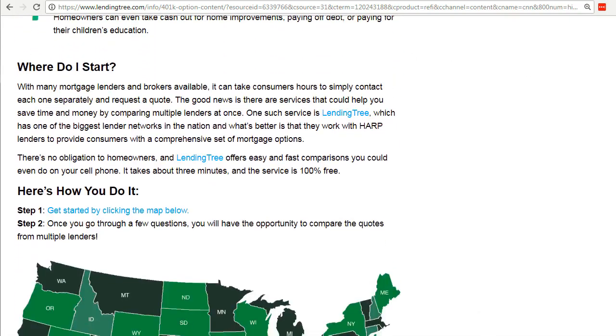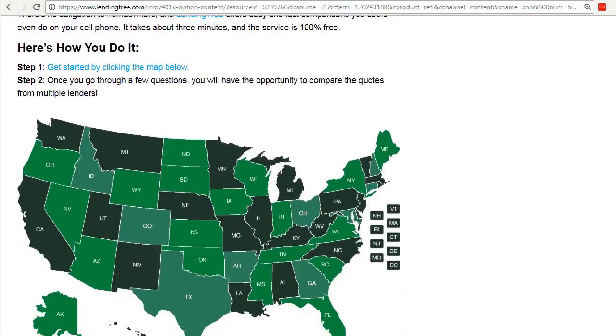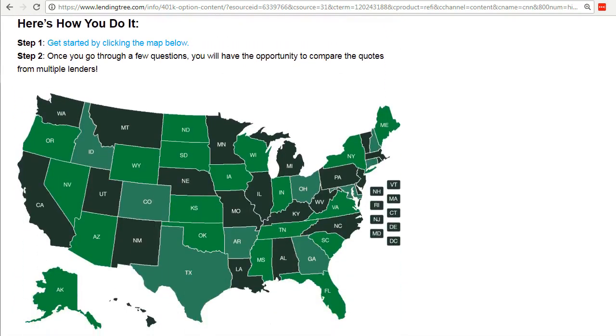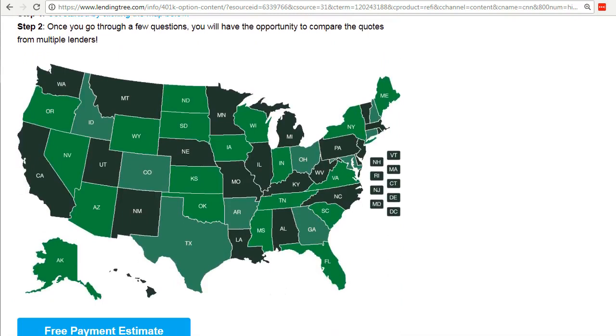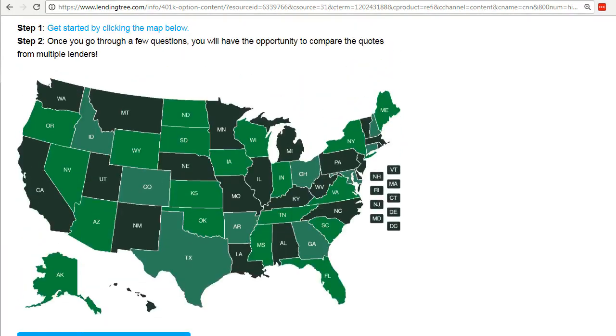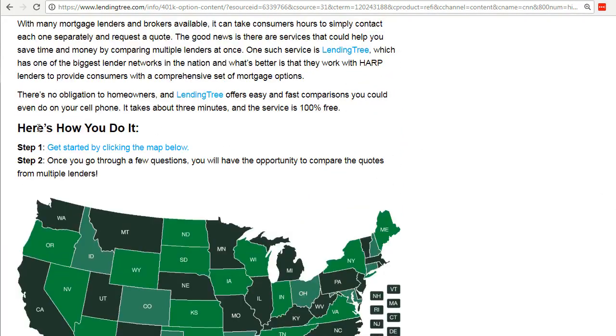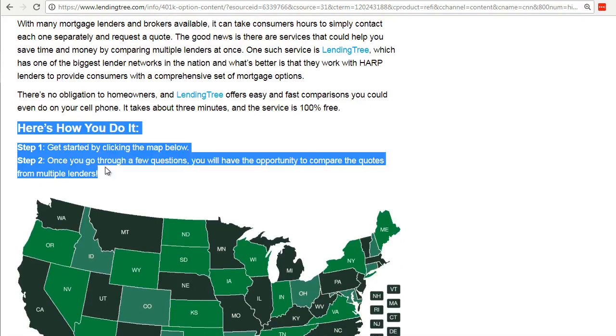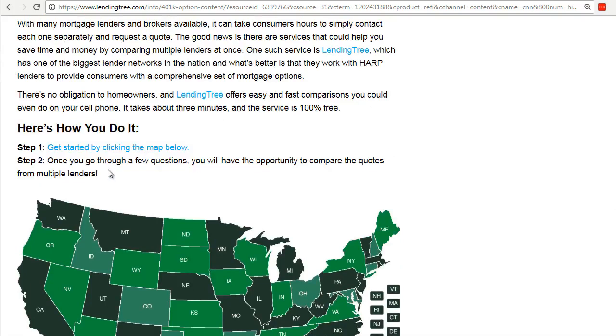How does this benefit you? Here's how you do it. You click the link, the map below. Once you go through a few questions, you'll have the opportunity to compare the quotes from multiple lenders. Interesting. So they're telling you what to expect ahead of time, and that's part of transparency. So we know that they're being transparent. Your teaser video wants to be transparent, but it's also telling them what to do.